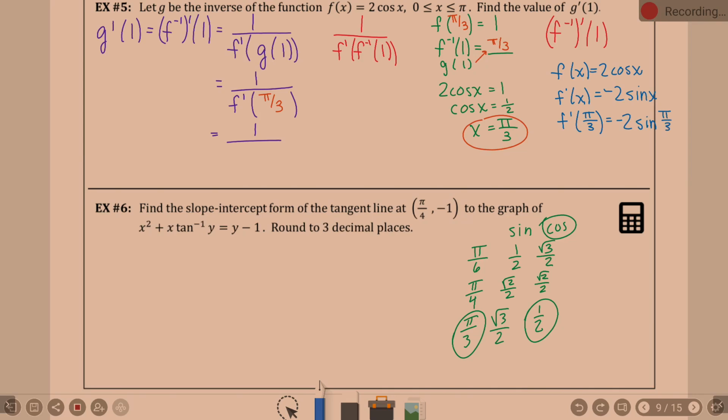Oh, well, my chart is kind of helpful right now, isn't it? Sine of pi over 3 is, did she say 1/2? Okay, I'm disagreeing. Oh, I was thinking pi over 6. So I'm doing negative 2. Sine of pi over 3 is square root of 3 over 2. So I end up with negative square root of 3.